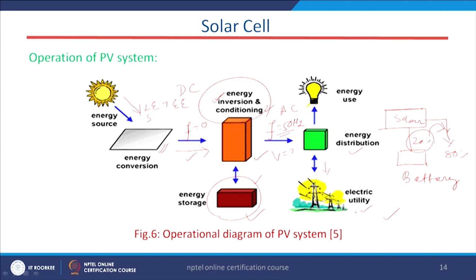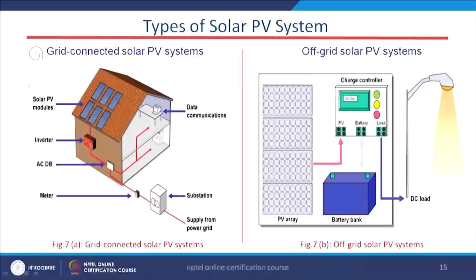But if we classify a solar system, it is broadly of two types. The first one is the grid connected solar PV system, and the second one is the off grid solar PV system. What is this off grid? The grid connected one is well understood from the name itself. The solar system is connected to the grid and also supplies power to the load. But the off grid solar system is basically a standalone system.